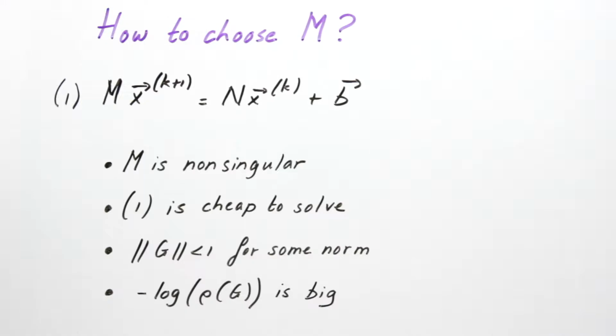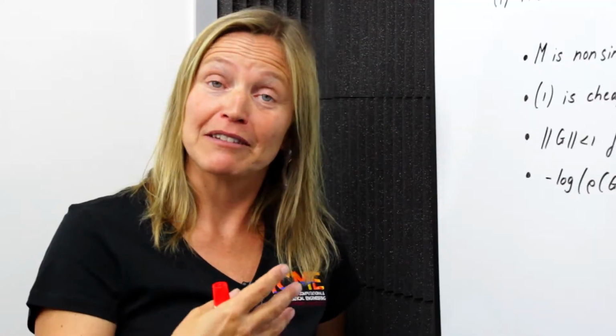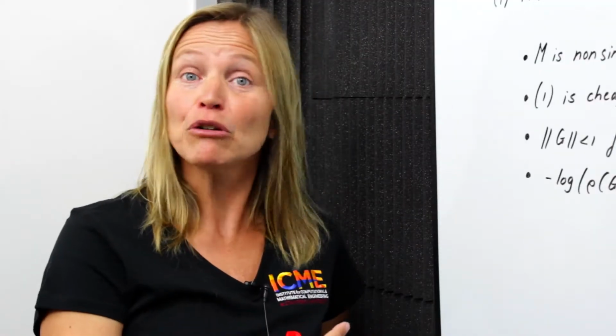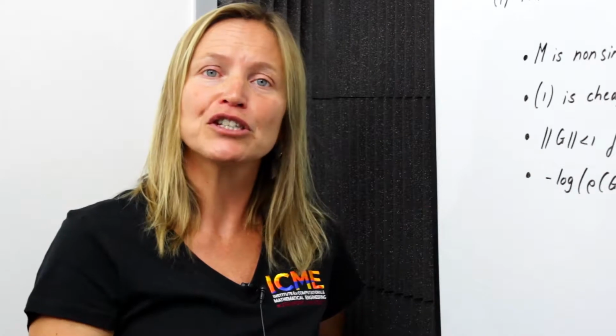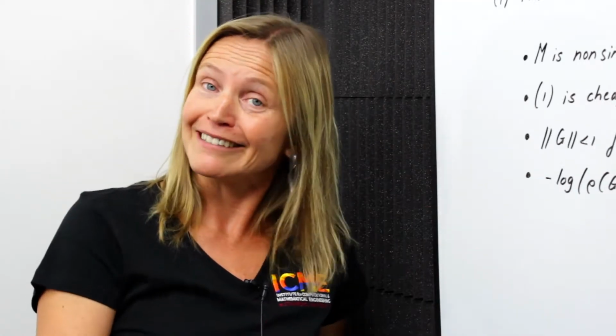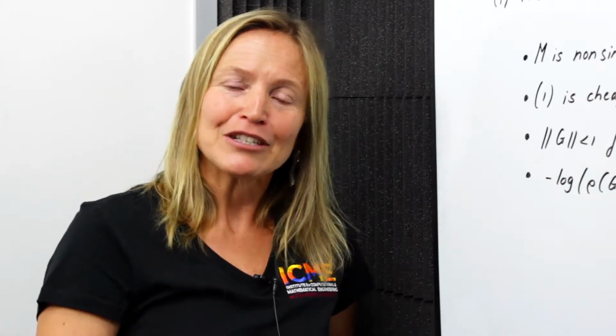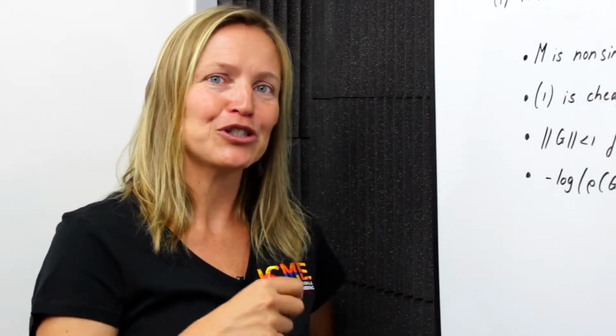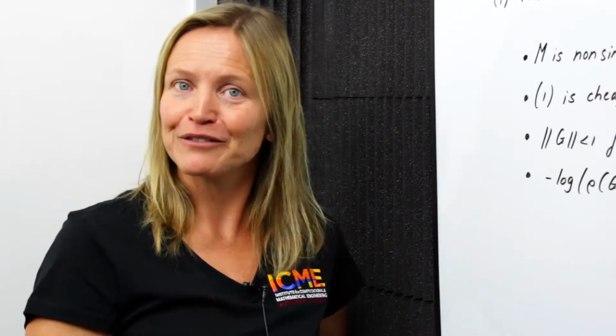The second criterion is that that equation is really cheap to solve, and that completely depends on the choice of M. If M is triangular, we have an easy solve. If M is diagonal, we have a very easy solve. If M is the identity, we have the easiest solve of all, but we've seen that then we may not converge. So the third criterion is that M is chosen such that we do get convergence.